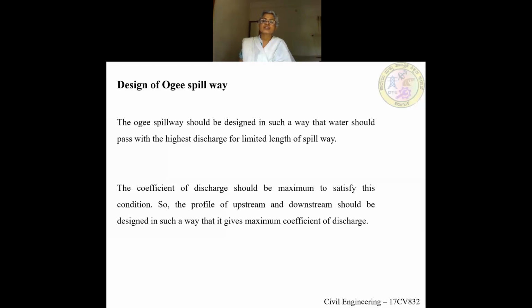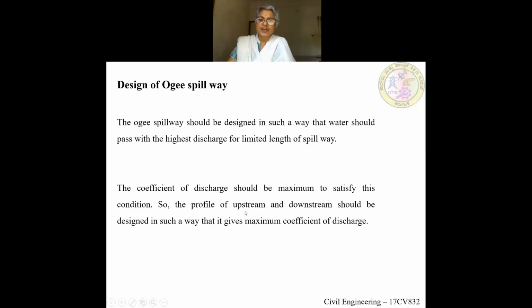Therefore, the Ogee spillway is designed in such a way that it has the shape of the lower nappe of the discharge over a sharp crested weir. Let us see again. The Ogee spillway should be designed so that the water passes with the highest discharge for a limited length of the spillway. Over that length, the discharge should be the highest. The coefficient of discharge should be maximum to satisfy this condition.